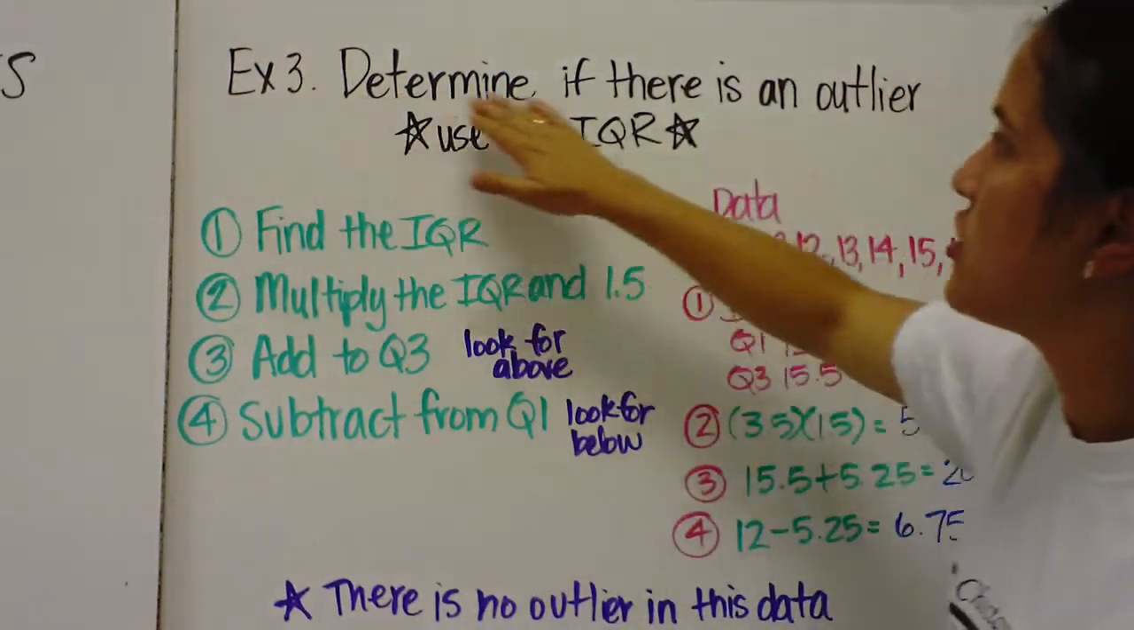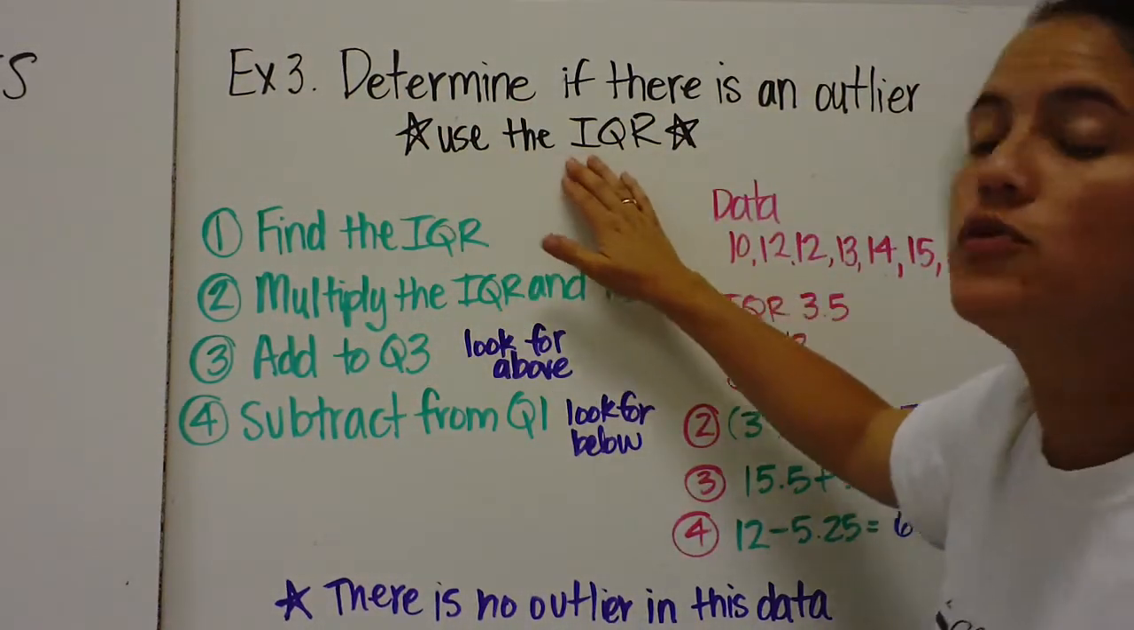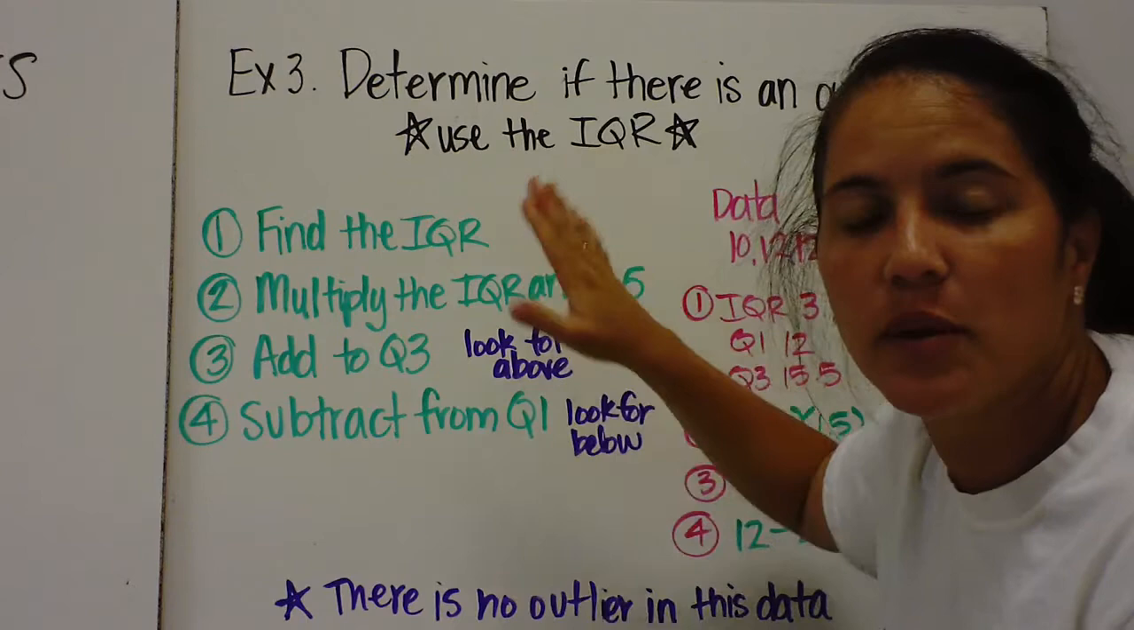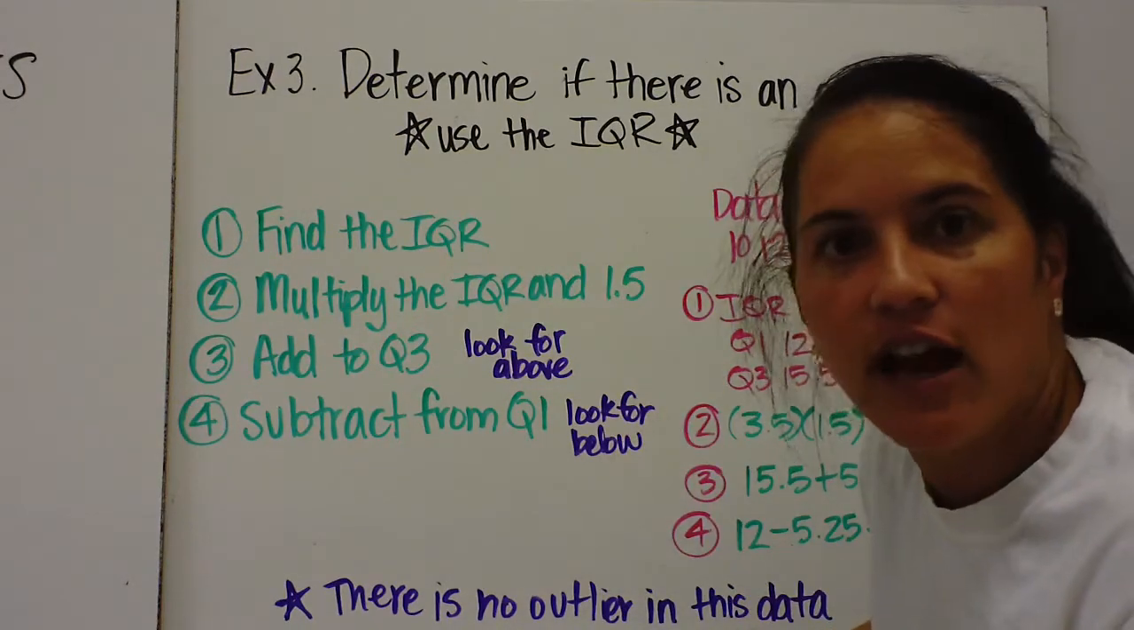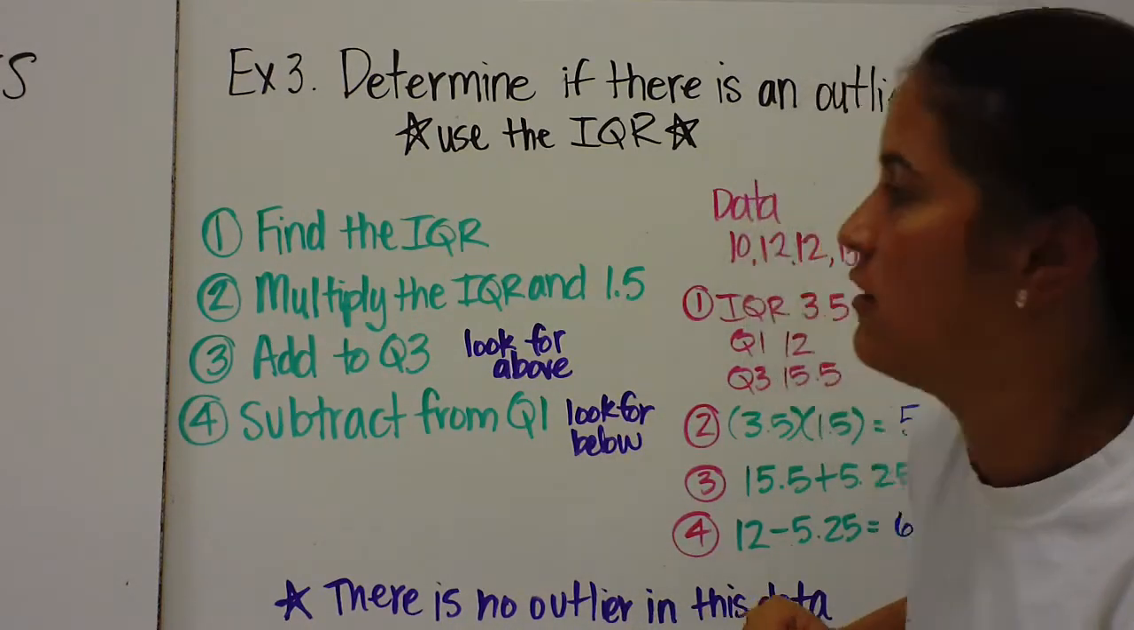All right, so example 3, determine if there is an outlier. So we're going to use the IQR to determine if there is an outlier. People have asked, how do you know if that's really an outlier or not? Well, mathematically, this is how you calculate it.